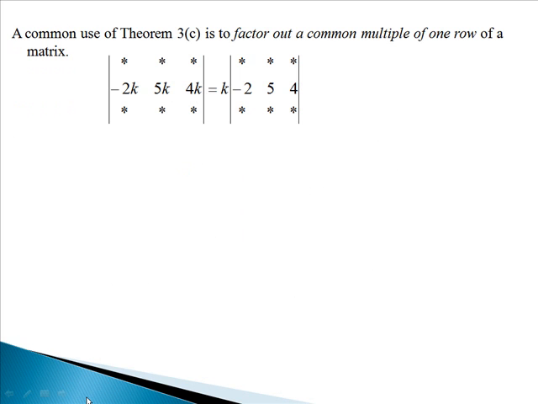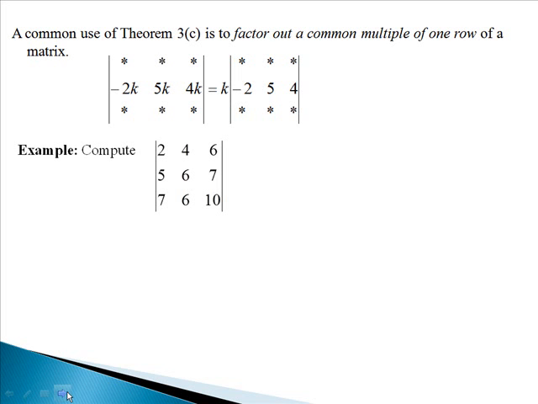A common use of Theorem 3C is to factor out a common multiple of one row of a matrix. And remember that this is factoring out of the determinant. This is not factoring out of the matrix itself, so we're factoring it out of the determinant. So we see that this second row is multiplied by my scalar k, so I can pull that out and still take the determinant of the matrix that's left, as long as I pull it out front and still multiply by that scalar.